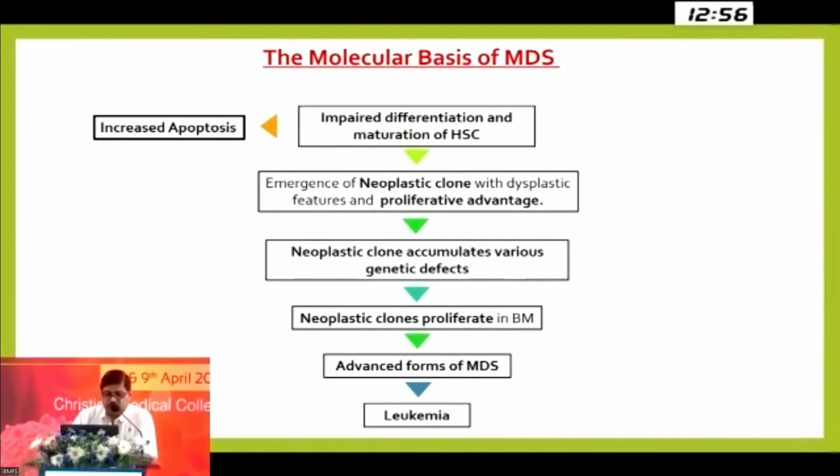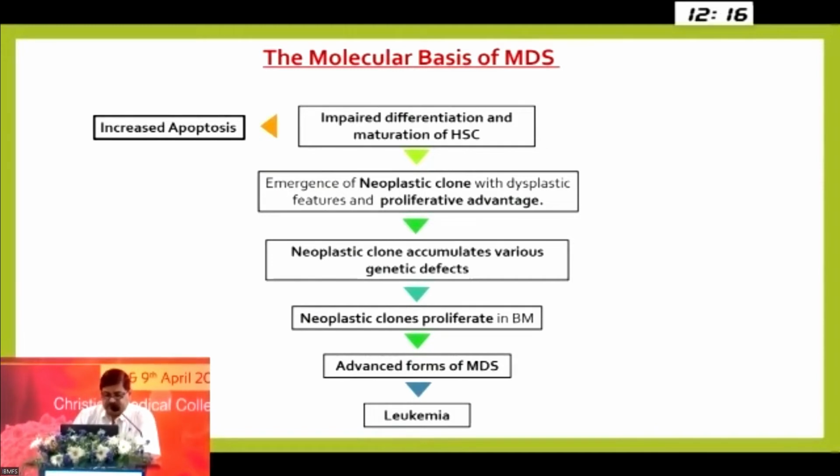So coming to the molecular basis of myelodysplasia, we know that in myelodysplasia, you have ineffective erythropoiesis. Undergraduates define it as peripheral blood cytopenia in the face of a hypercellular bone marrow. That's because of an increased apoptosis. And there is an impairment in the differentiation and maturation of hematopoietic stem cells. And down the line, you have emergence of neoplastic clones with dysplastic features, and they have a proliferative advantage.